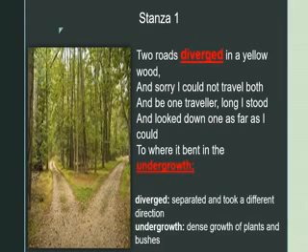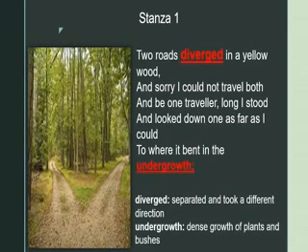Now, what do you understand by diverge? Diverge means separated in different directions. So the diverged roads are called a fork. As the poet is thinking about what he should do, he is observing the fork very keenly.